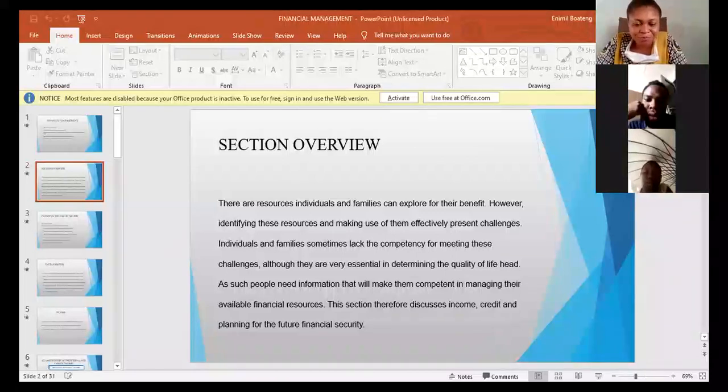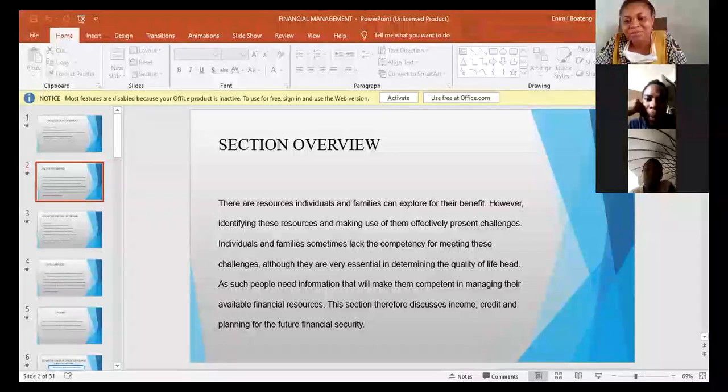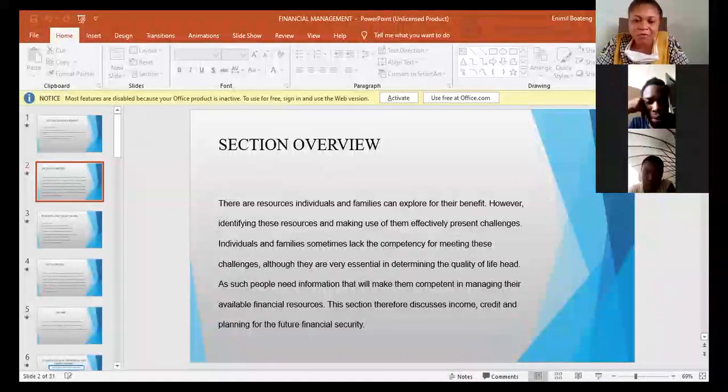Now, the section overview. There are resources individuals and families can explore for their benefit. However, identifying these resources and making use of them effectively present challenges. Individuals and families sometimes lack the competency for meeting these challenges, although they are very essential in determining the quality of life ahead. As such, people need information that will make them competent in managing their available financial resources. So this section will discuss income, credit, and then planning for future financial security.